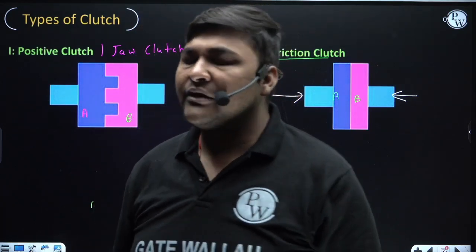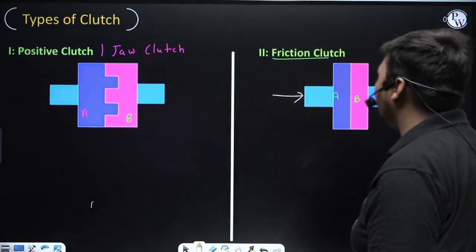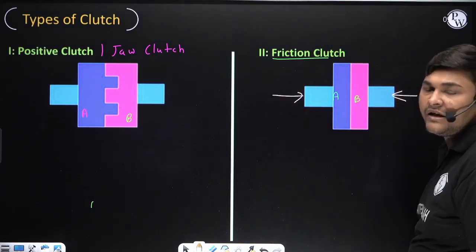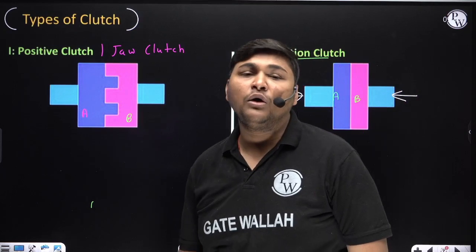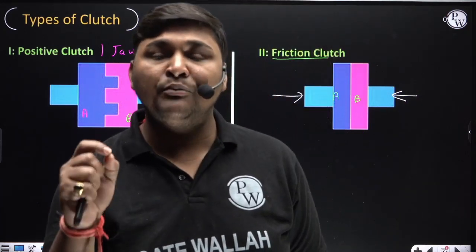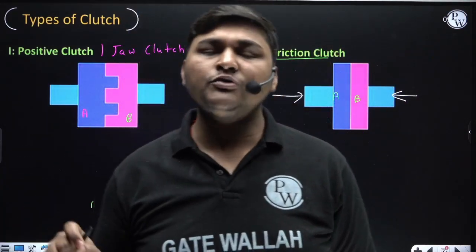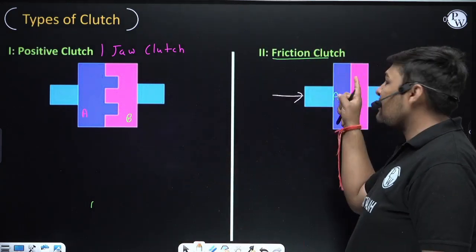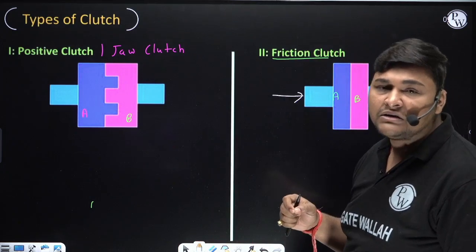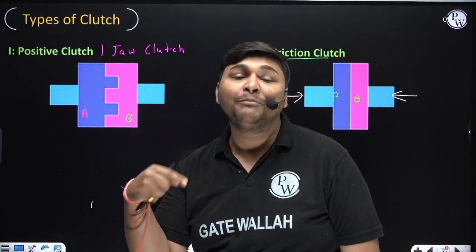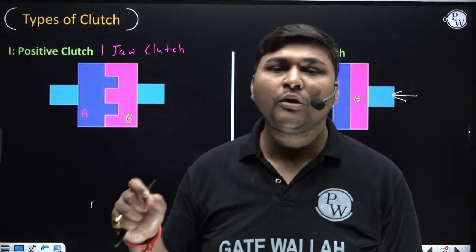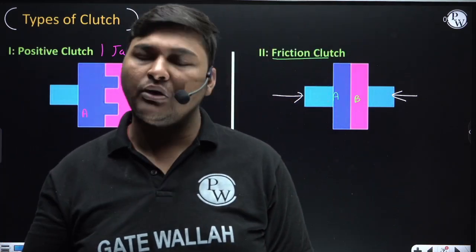So can we say the torque transmitting capacity of this friction clutch will depend upon the axial force which we are applying here. But we cannot apply axial force beyond a particular limit. Because what will happen if you apply axial force beyond a particular limit? Very high pressure will be created on these surfaces. And if this pressure is more than the permissible pressure, this system will fail. Because we cannot apply pressure beyond the permissible pressure of the system.